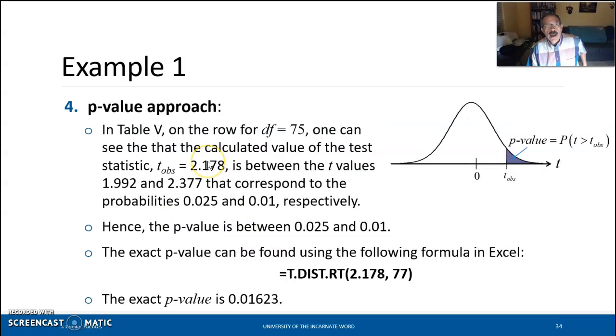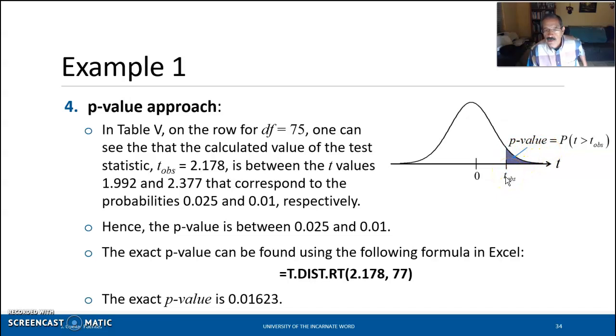All right, the p-value approach is the alternative approach, and we also want to look at that. So in table 5, on the row for degrees of freedom of 75, we cannot use the degrees of freedom of 77. There's no such row, so we're going to use the row with 75 degrees of freedom. And you can see that the observed value of the test statistic is 2.178, which is between two values in the table on the row of 75, which are 1.992 and 2.377.